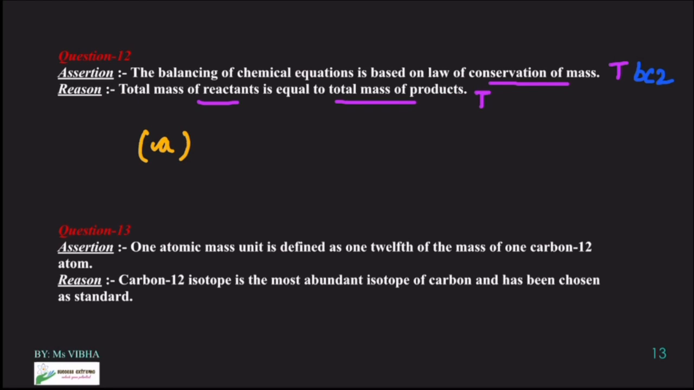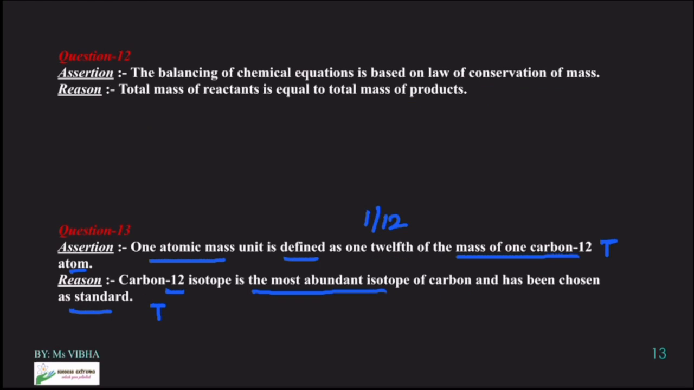Question number 13 says that one atomic mass unit is defined as 1/12 of the mass of a carbon-12 atom. Yes, this is true. The reason says carbon-12 isotope is the most abundant isotope of carbon and has been chosen as the standard. This is also true, but we have to add "because" in between. That is, one atomic mass unit is defined as 1/12 of the mass of the carbon-12 atom because carbon-12 is the most abundant isotope of carbon and has been chosen as a standard. No, the reason is not the correct explanation for the assertion. The correct explanation is that the atomic mass of an element is obtained by scientists by comparing with the mass of carbon, so it comes out to be close to a whole number.